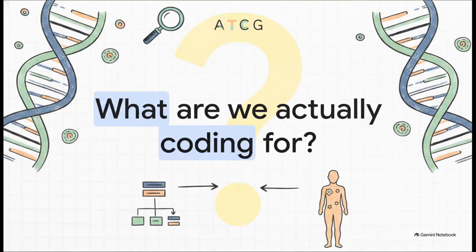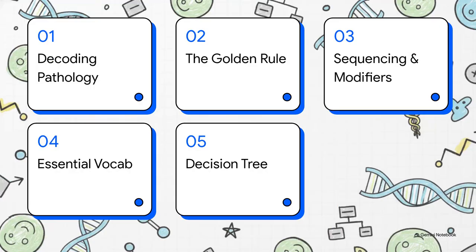Before we get totally lost in the weeds of the CPT manual, let's just zoom out for a second. What are we actually coding for here? Well, at its absolute heart, molecular pathology is all about reading the body's ultimate instruction manual, right? Our DNA and RNA. These tests are literally incredible. They help doctors diagnose, treat, and even monitor all sorts of complex diseases. And your job as a coder, well, you have to translate all that amazing science into very specific CPT codes using strict pathology guidelines.